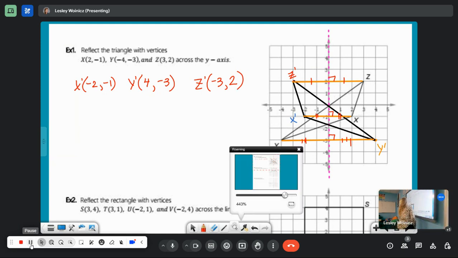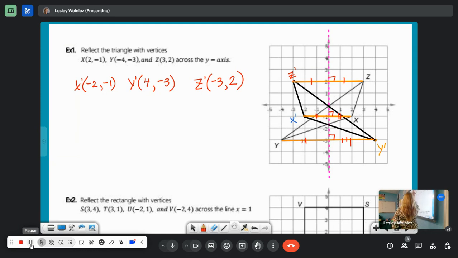Okay, so I did one for the y-axis. Do you guys see, I don't have one on here for the x-axis. You see that for the x-axis it would just be flipping this way instead of this way. Okay, so we're not going to do an example with the x-axis. I need you to extrapolate and realize that we would just be changing the y's, the signs on the y's, instead of the x's. Is that okay with everybody?